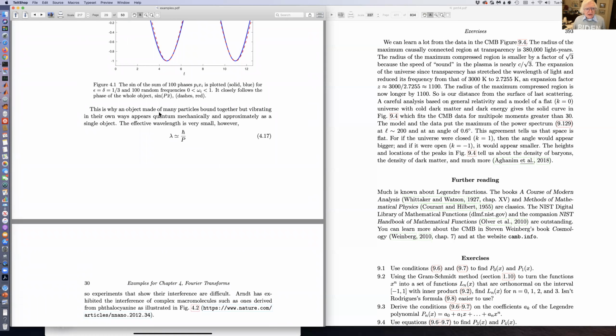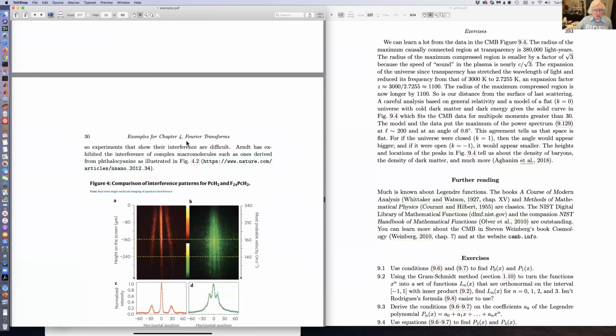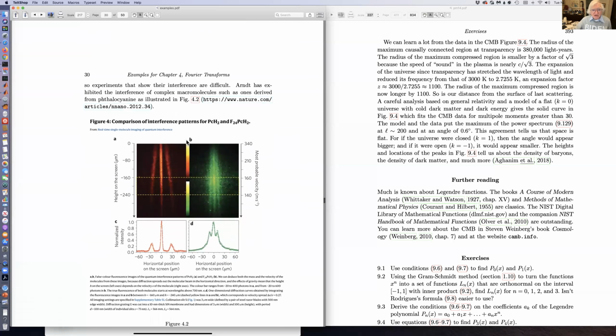So this is why an object made of many particles bound together appears quantum mechanically, and for that matter, classically, as a single object. The effective wavelength, though, is very small, namely h bar over the total momentum. So experiments that show their interference are difficult.